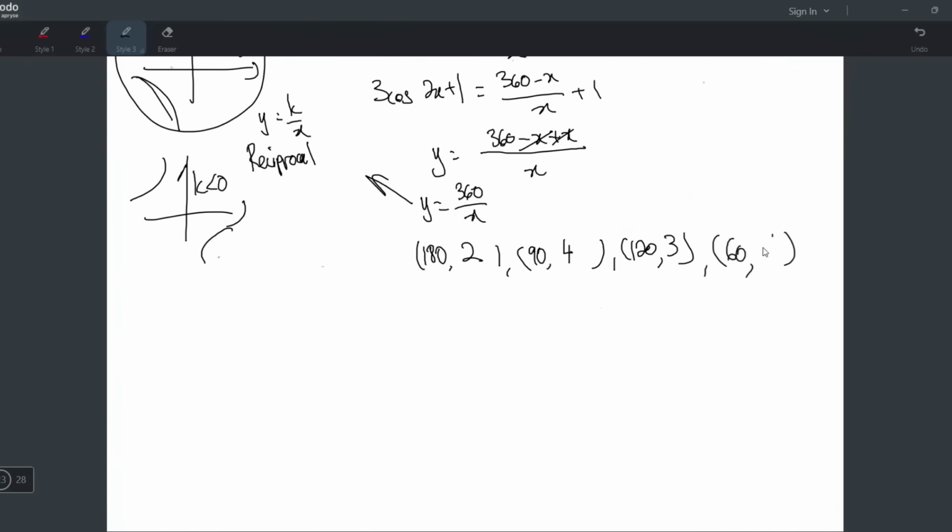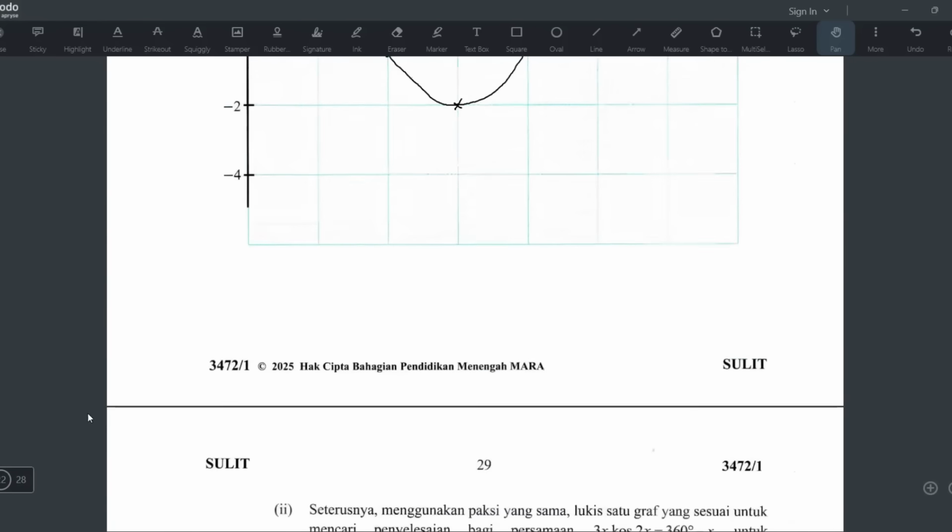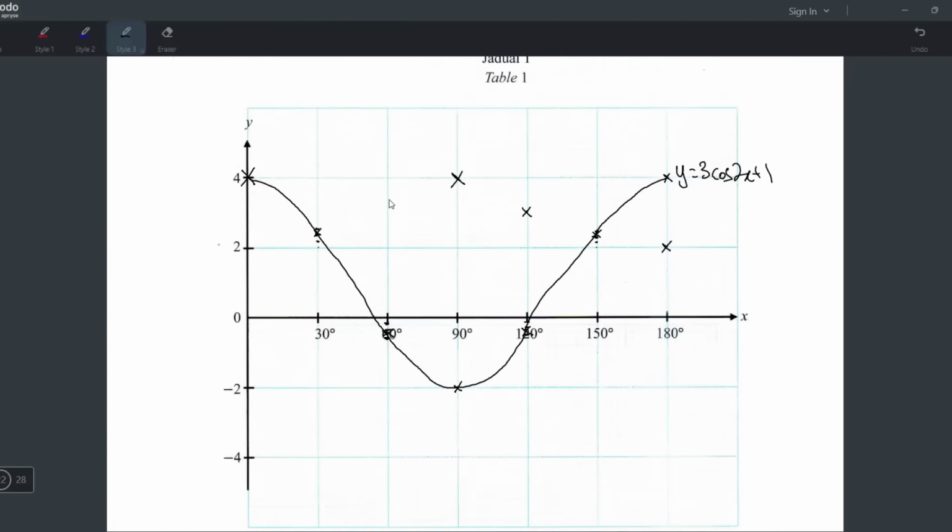Okay, 360 divided 60 is 6. So this is the last point I will use. Yeah, 60, 6. Oh, so okay, here lah, 6. Right. Okay, so now we join these 4 points. Okay, and it will be a curve that looks like this. Okay. All right. So cannot use ruler. Okay. Something like this lah. All right. Let me fix this part.